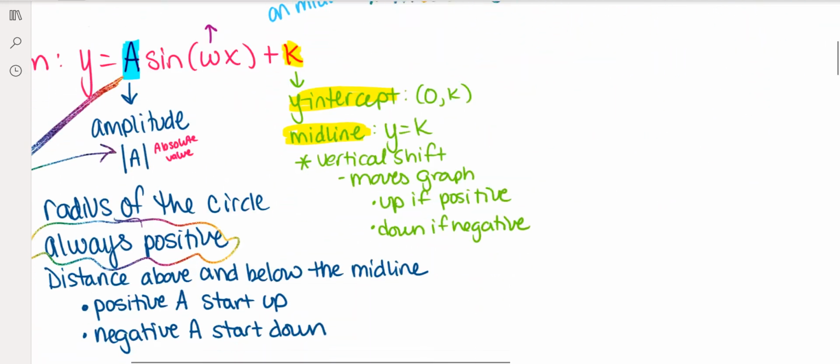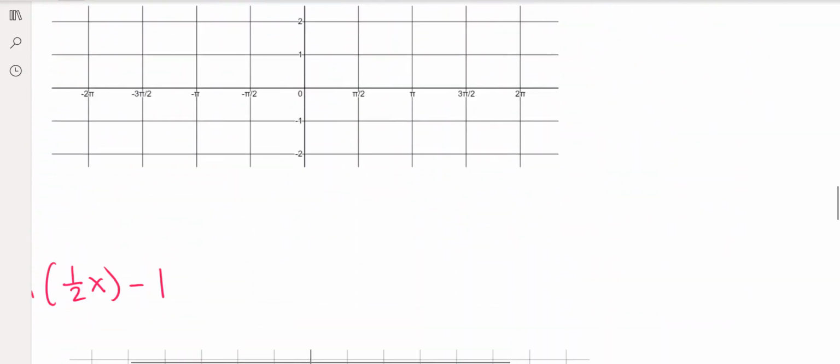Let me go to a grid that has no numbers. Is it just because they're exactly in the middle of the midline and the period? Is it because they're exactly in the middle? So, exactly in the middle.